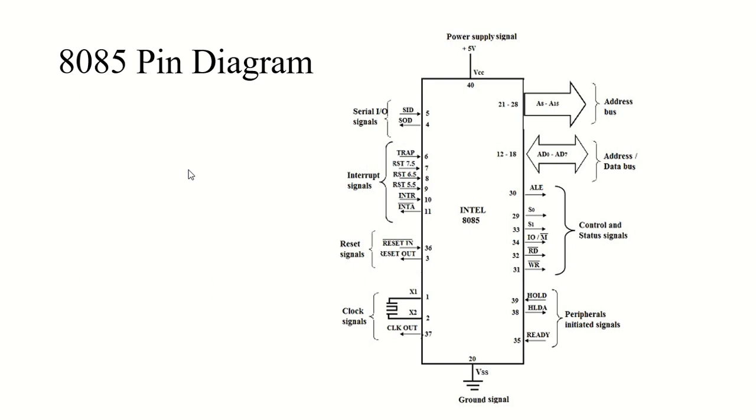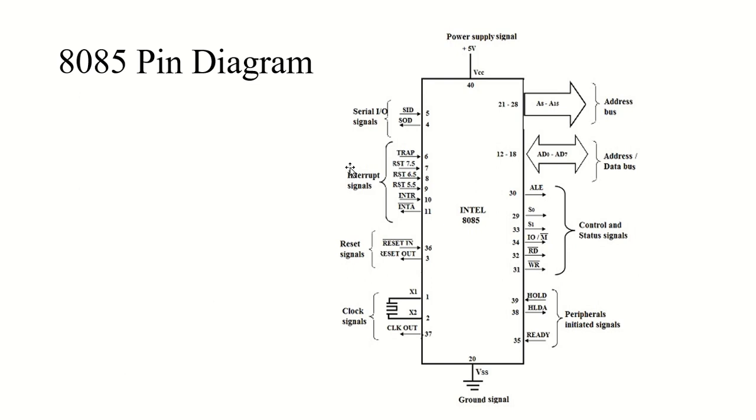You can see here we have divided it into 8 classes, starting from serial input output signals. We have interrupt signals, a reset signal, clock signals which we give in the beginning, the address bus and data bus, control and status signals, and then peripheral initiated signals, and of course there is a ground signal which I missed. So this is the basic pin diagram of 8085.